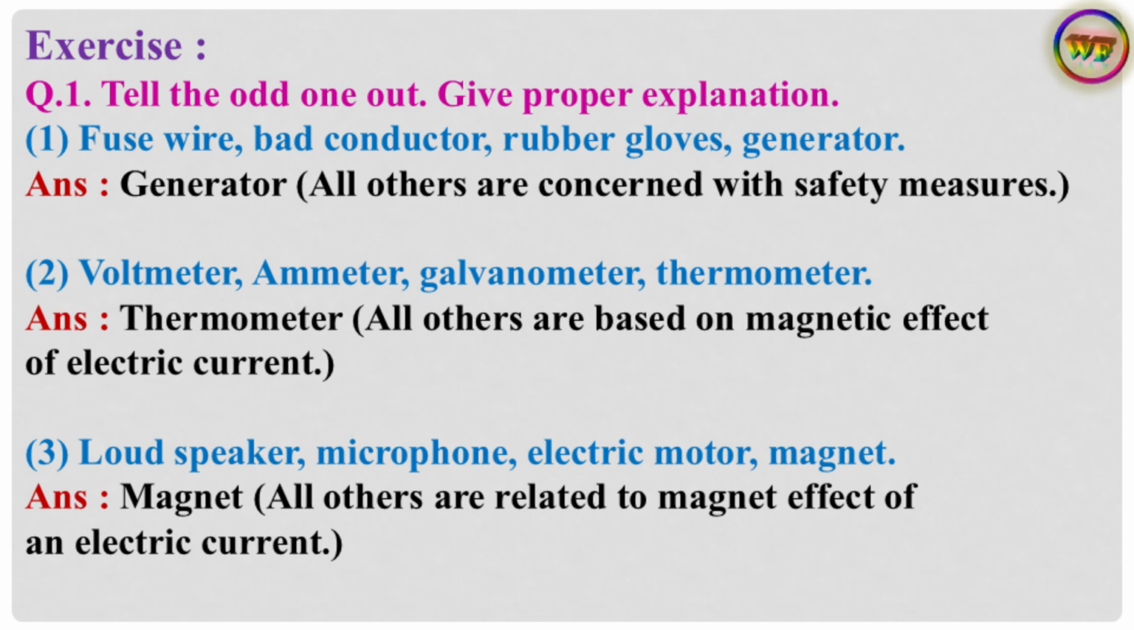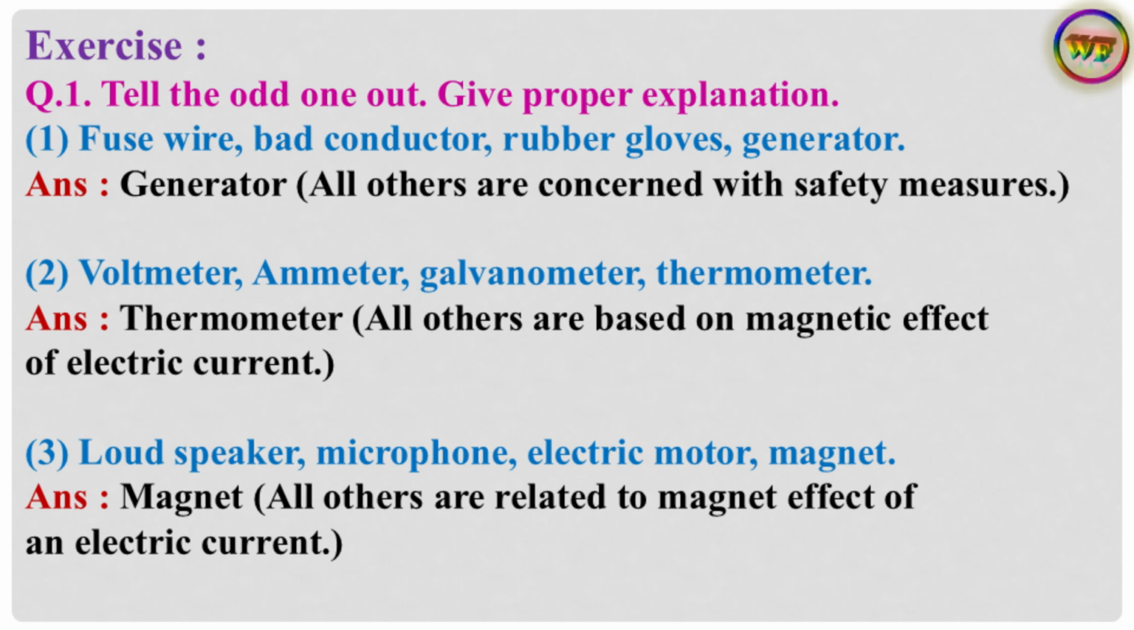Exercise. Question 1. Tell the odd one out. Give proper explanation. Sub-question 1. Fuse wire, bad conductor, rubber gloves, generator. Answer. Generator, all others are concerned with safety measures.